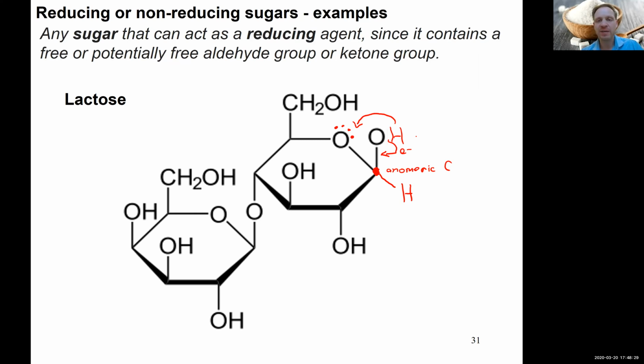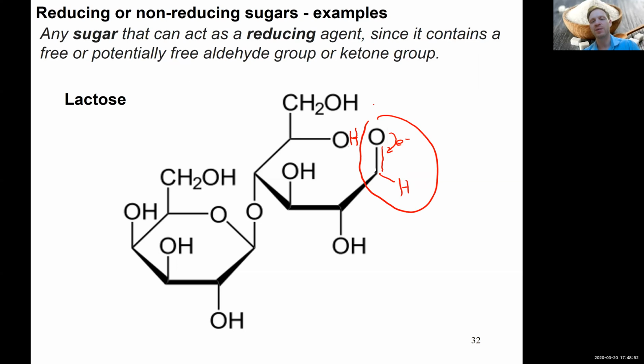The result of that happening is that you now have your hydrogen here. It just got stolen by this other oxygen. And I told you, the electrons here have jumped to this bond. You're creating a double bond. And you still have your hydrogen sitting here. If you look at this now, what functional group is this? That now is an aldehyde group. So intrinsically in the molecule, if you have a constellation like this, there is a potentially free aldehyde group, and therefore lactose actually is a reducing sugar.